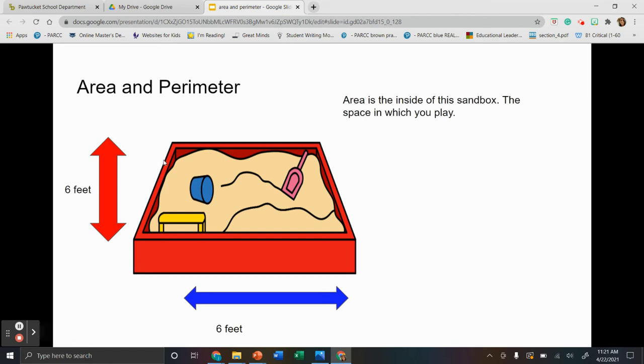So we would say, okay, 6 feet by 6 feet. All right, so that's 36 feet of space that the kids can play in. But the perimeter is the frame that's around the box. So 6 feet plus 6 feet plus 6 feet plus 6 feet. That's the perimeter. Again, if you just had 6 feet plus 6 feet, your sand would fall out.